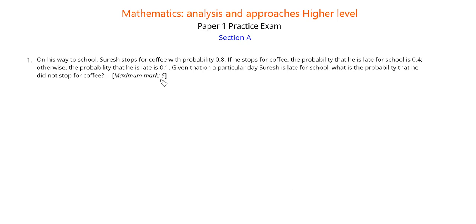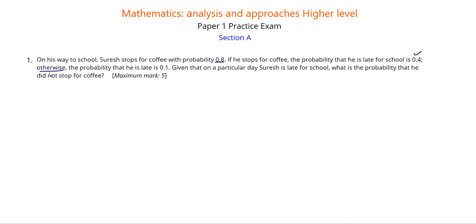First, try to understand what are the things given in the question. Here, they clearly mention that Suresh stops for coffee with probability 0.8. It means that the probability he stops for coffee on his way to school is 0.8. And if he stops for coffee, then the probability that he's late for school is 0.4.